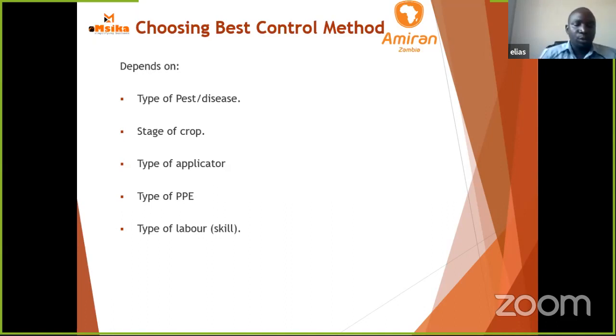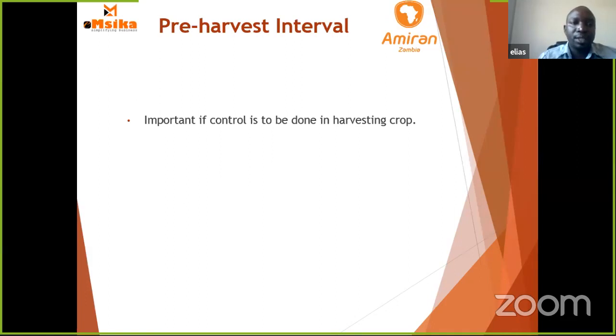So that's how you put on the gumboots and the bottom of the work suit. Then also, the method that you can use in controlling whatever you found in the field will also depend on the type of labor. Is it skilled labor? Is it just common labor? Those are the things that you have to consider.